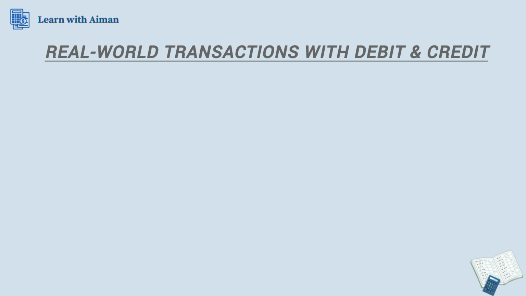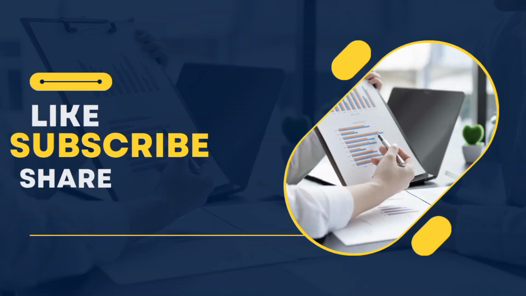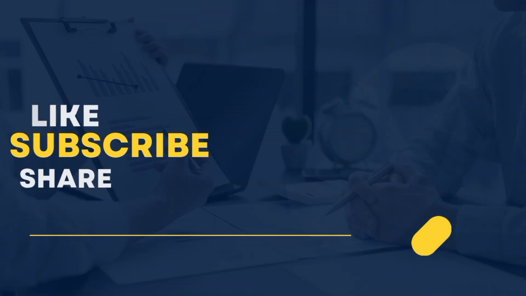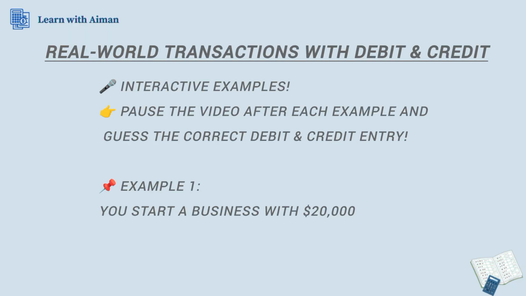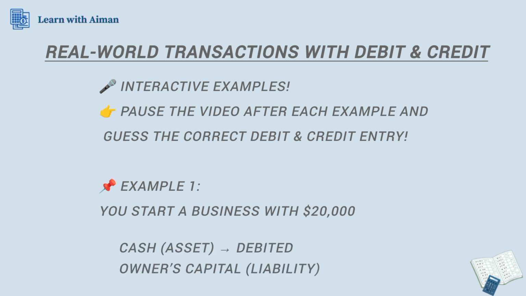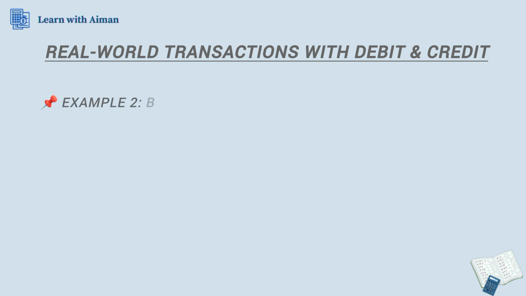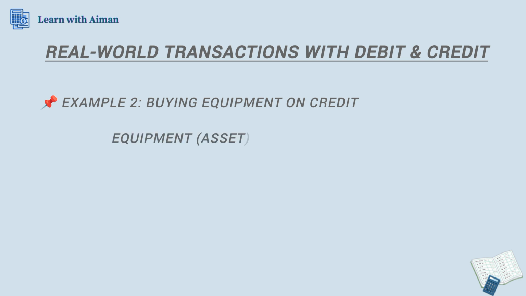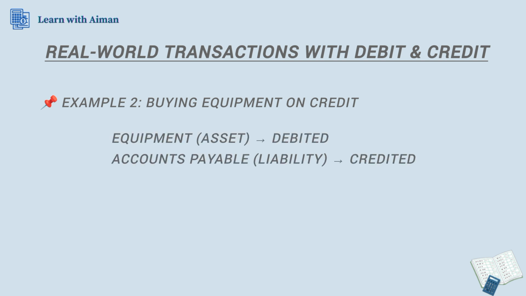Real world transactions with debit and credit. Interactive example. Pause the video after each example and guess the correct debit and credit entry. Example number 1. You start a business with $20,000. Cash is an asset, so we will debit it, and owner's capital is a liability, so we will credit it. Example number 2. Buying equipment on credit. Here, equipment is an asset, so we put it into our debit side.